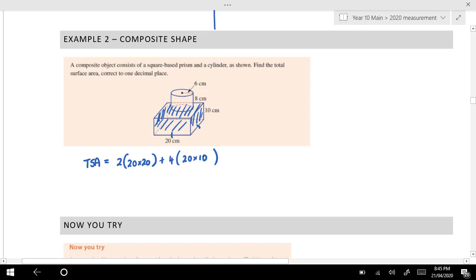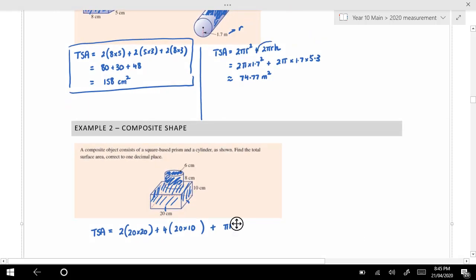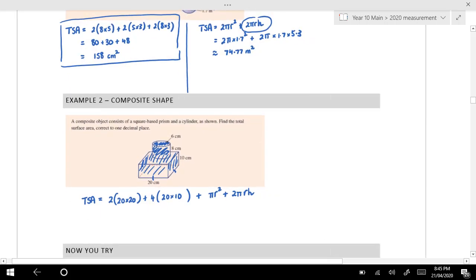But what haven't I covered? I haven't covered the cylinder. But this time, instead of doing 2 pi r squared, we just want to cover this face and the curved surface. So it's not 2 pi r squared, it's just pi r squared, and the curved surface from before is 2 pi r h. That's going to be the total surface area.